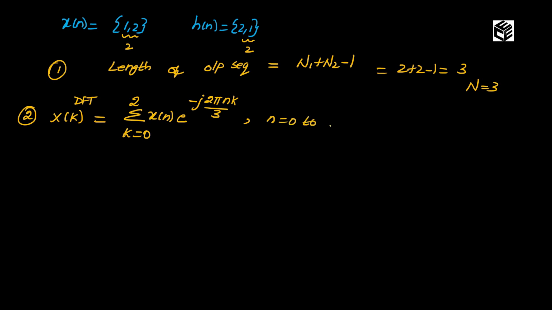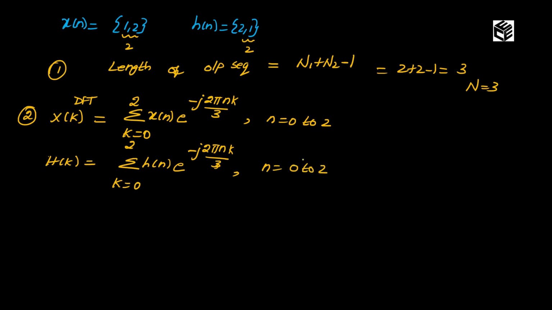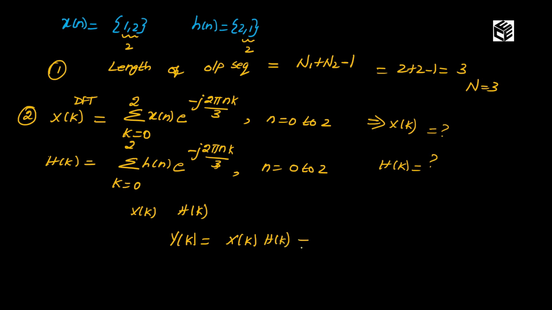to 0 to 2. In a similar way, h of k is equal to summation h of n e power minus j 2 pi nk divided by 3 where n is equal to 0 to 2. Correct. So we will be finding what is x of k and also we will be finding what is h of k. Once x of k and h of k is calculated, we will be finding y of k. How will you find y of k? Just multiply this x of k and h of k. Once this is found out, we will be finding y of n using Idft formula of y of k.